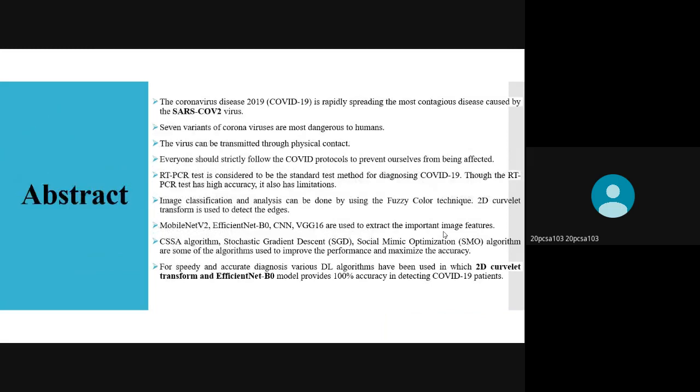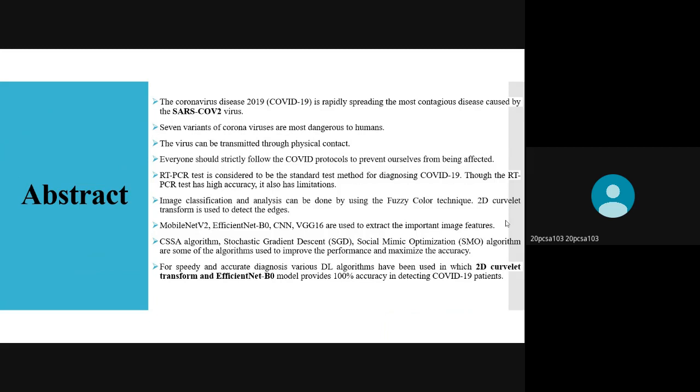Coronavirus 2019 is the abbreviation of COVID-19, which is the most contagious disease caused by the SARS-CoV-2 virus. Many variants of coronaviruses exist in the world, among which 7 variants are most dangerous to humans. And this is one of these dangerous viruses. The virus can be transmitted through the droplets from the mouth and nose, which can settle down on the environment and cause transmission of those viruses.